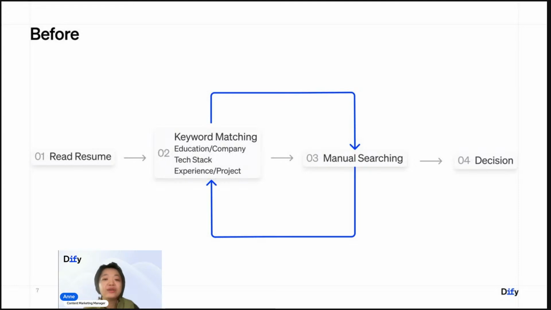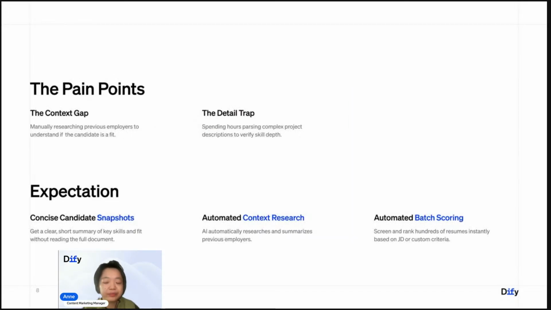And then after receiving this information, you compare it with the job description, and then you make the decision to reject or make a phone call. So that is why we are here today. These are the pain points that we've collected from the Human Resources Department.